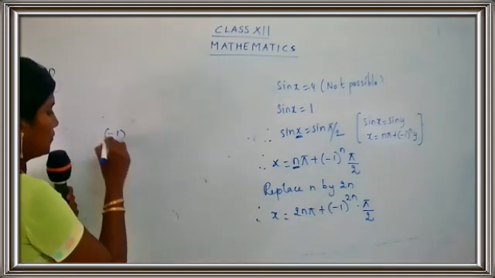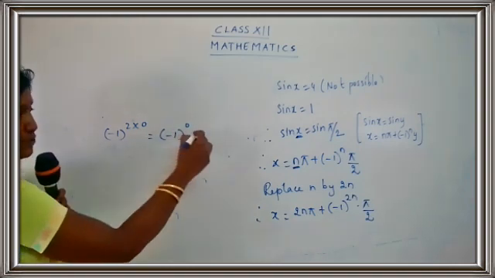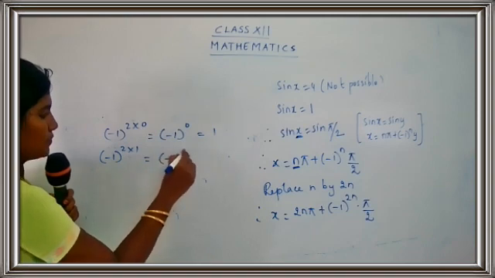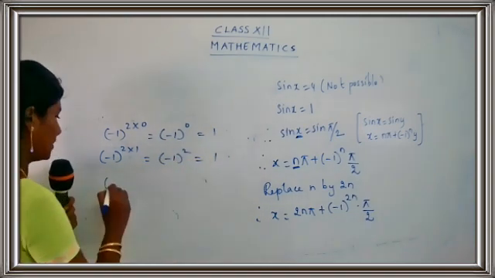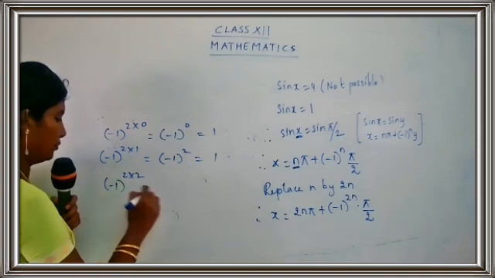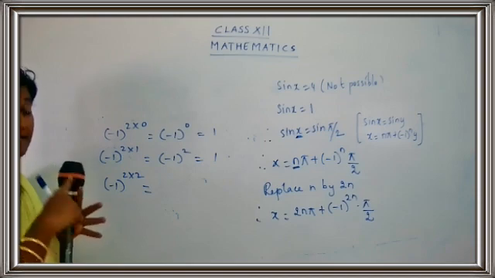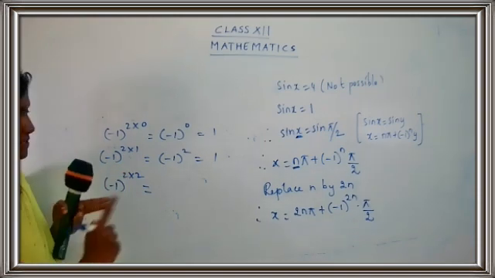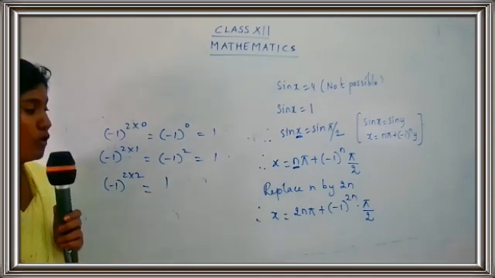See, minus 1, 2 into 0 gives you minus 1 raised to 0. Anything raised to 0, 1. Minus 1, 2 into 1, so minus 1 raised to 2, plus 1. Minus 1, 2 into 2, so 4 times. 4 times means minus, minus, minus, minus. Minus, minus, plus, minus, minus, plus. You get a positive answer. So whatever values you put, you are going to get a positive answer.